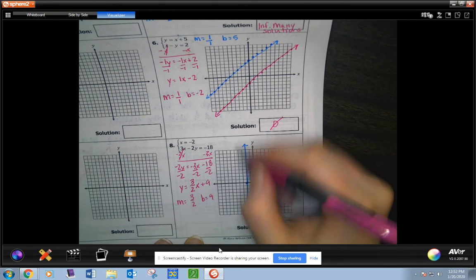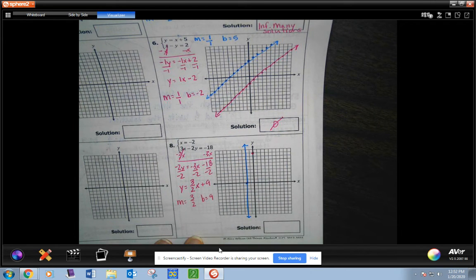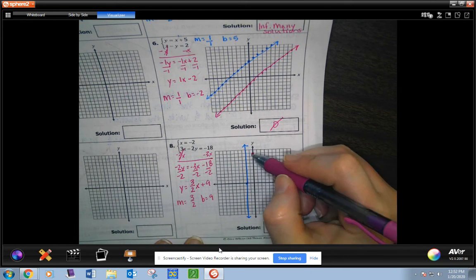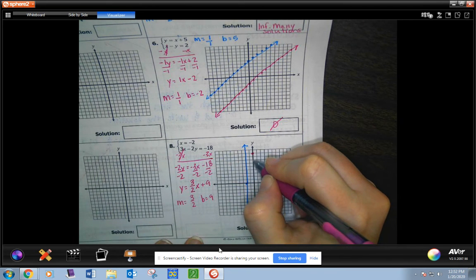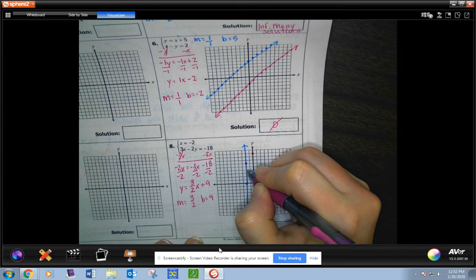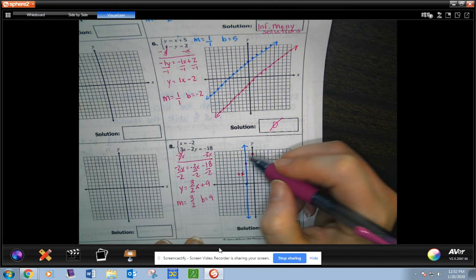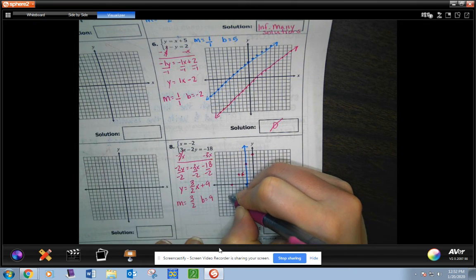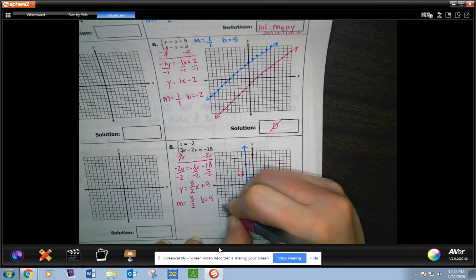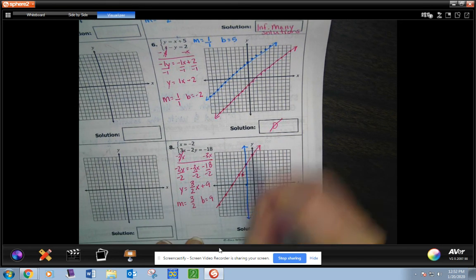So I'm going to start up at 9, and remember that was the dot almost all the way at the top. And then the slope tells me to go up 3 and right 2. Well, I can't go up 3, right 2. So I have to completely reverse it and go down 3, left 2. Down 3, left 2. Down 3, left 2. I can get one more dot and then draw in my line.